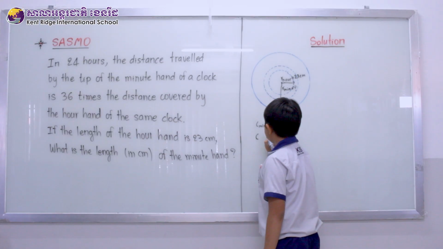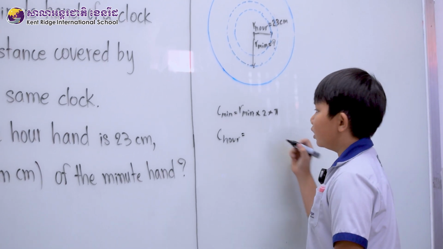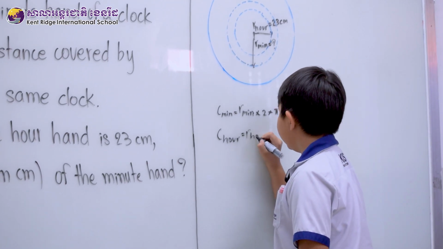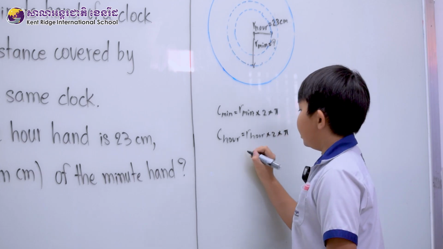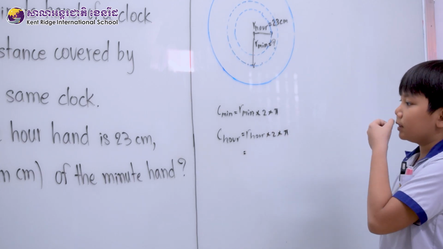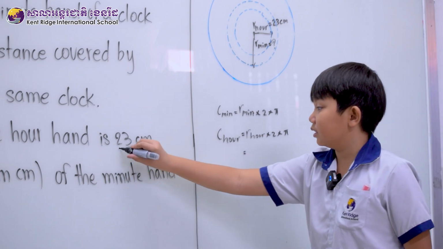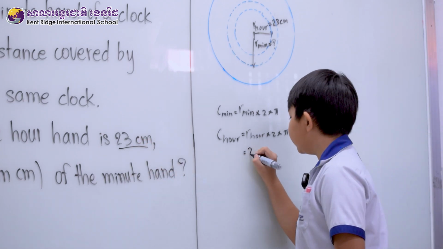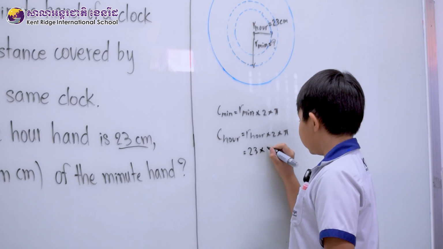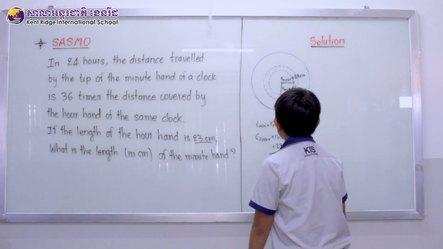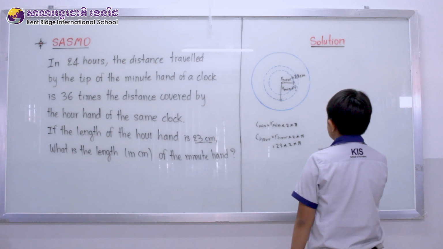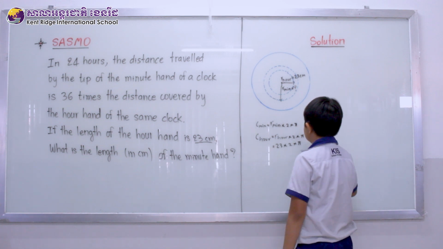So the circumference of the hour hand is equal to the radius of the hour hand times 2 times pi, and it tells us that the radius is 23 centimeters. So it's equal to 23 times 2 times pi. And they said it's in 24 hours, so we have to find the distance traveled by both of these hands.